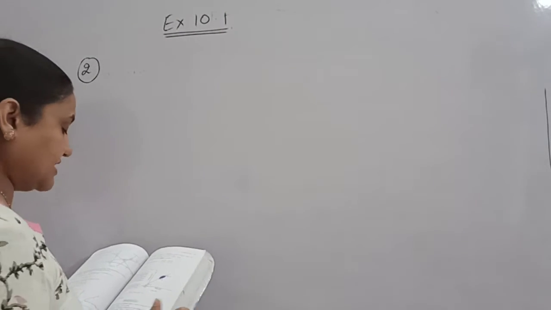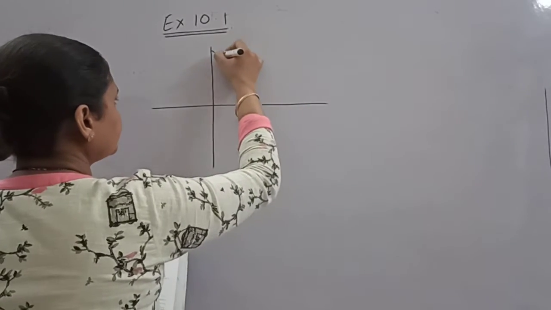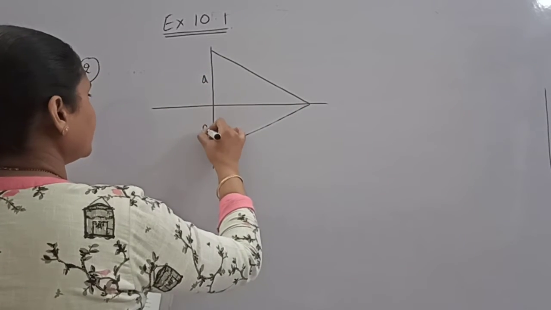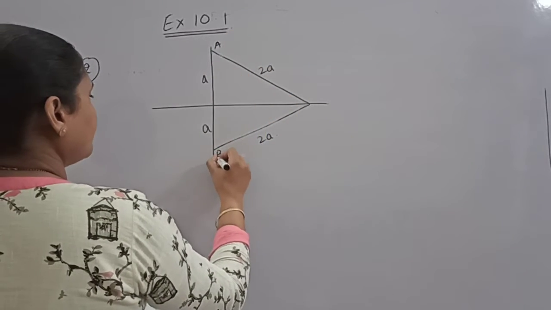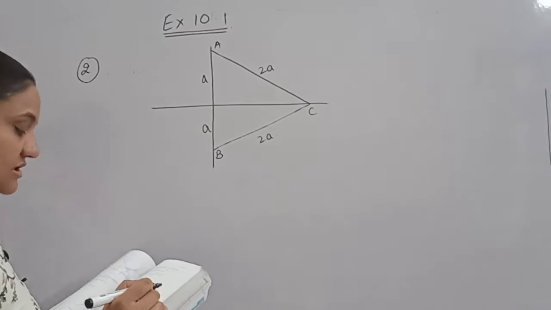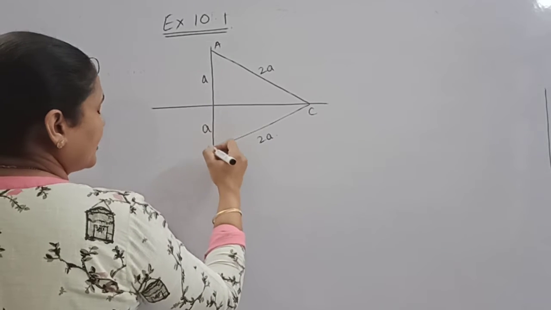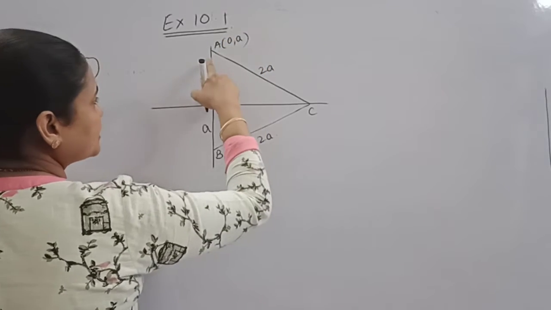Question number 2. Question number 2 is, the base of an equilateral triangle with the side 2a lies along the y-axis. This is A, this is B, this is C, this is 2a, this is also 2a. I am giving the hint, you have to solve this. We have to find out the coordinates of this. This will be (0, minus a), this will be (0, a) because it is lying on the y-axis.